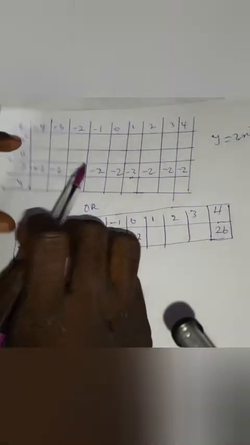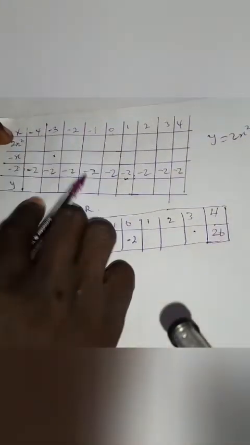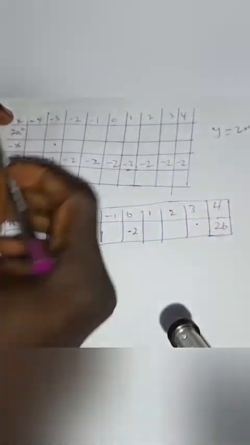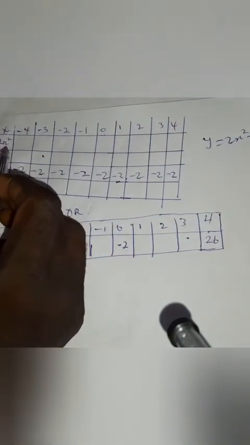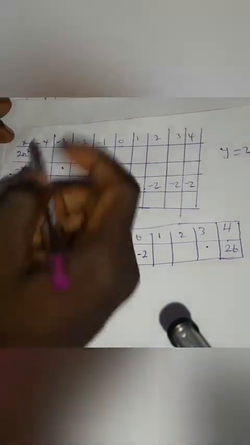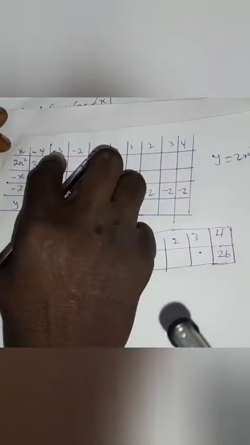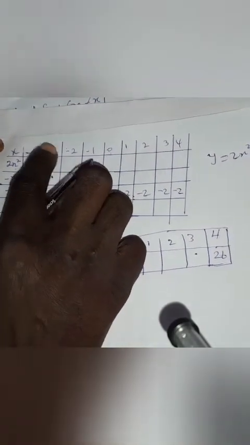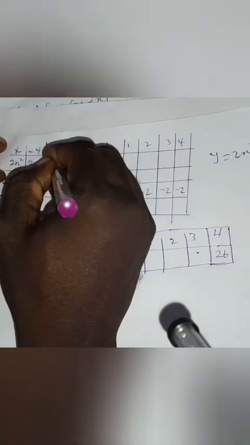Here you see that I have two tables. You can either use this table or you use this. Now to me, if you want to use this table, you must show clearly how you arrive at all these values. But for this table, you can just draw the table and put your values. So this is going to be minus 4 squared, that is 16. 16 times 2 is going to be 32. Minus 3 squared is 9. 9 times 2 is 18.